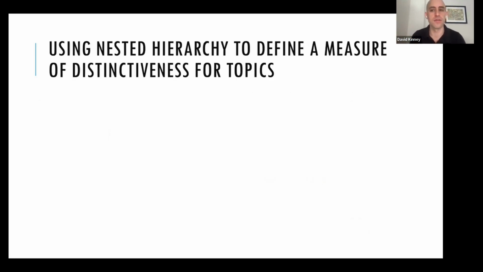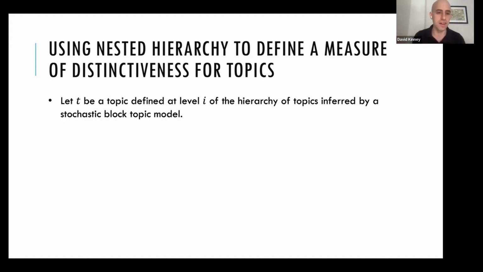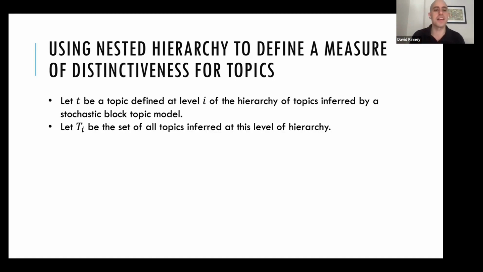So we're getting now to what was really the main proposal here, which is to use this nested hierarchy for stochastic block topic models to define a measure of distinctiveness for a given topic. Here's how we'll do this. Let T be a topic defined at level I of some hierarchy of topics inferred by a stochastic block topic model. And let capital T with subscript I be the set of all topics inferred at this level of the hierarchy.